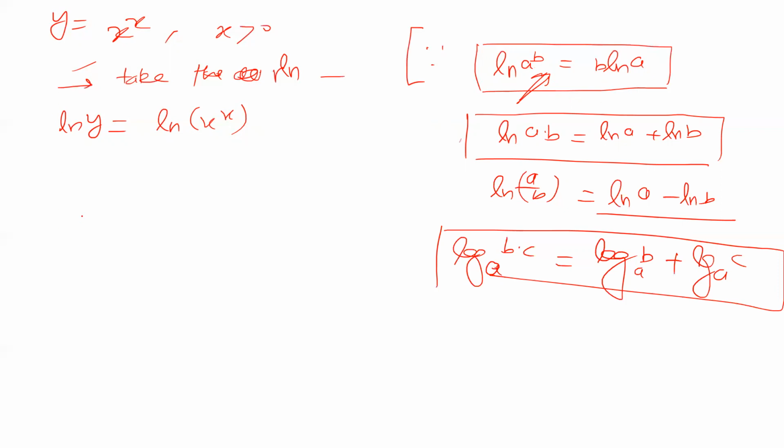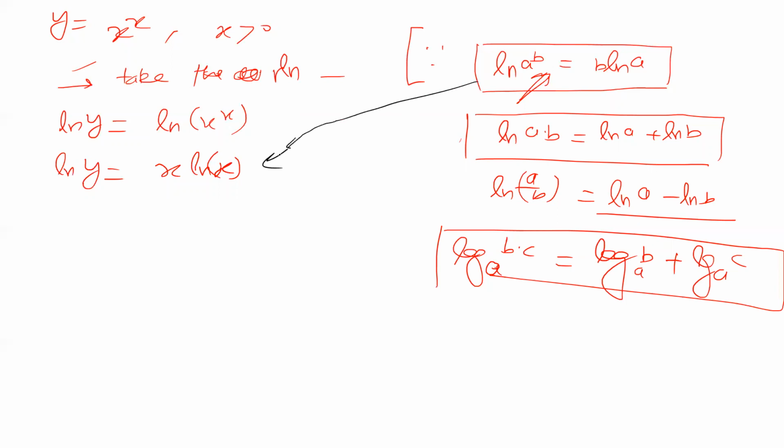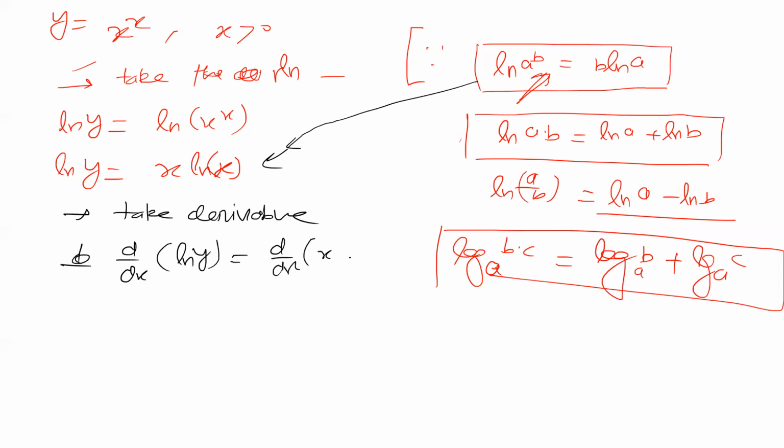Okay, so let us see. You can write ln y equal to x ln x, using this rule. So x ln x. Then what is the next step? We have to take the derivative of x ln x.